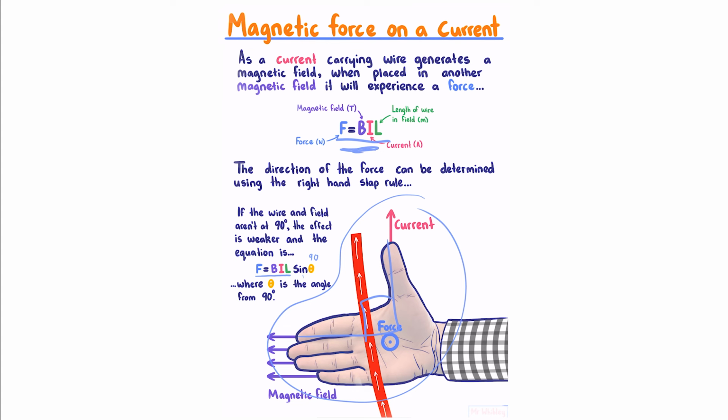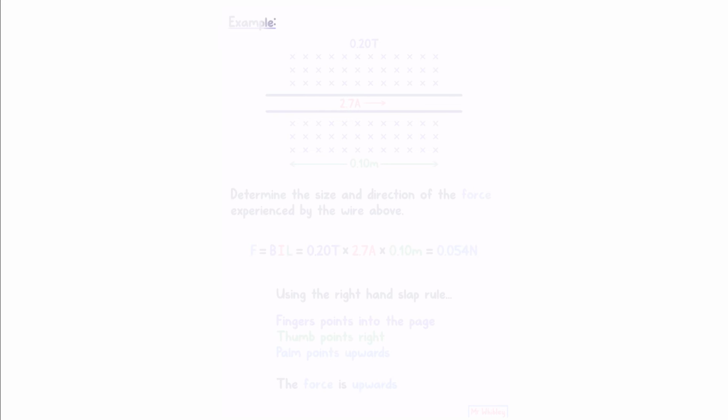However, if the angle between our field and our current was less than 90, for example, perhaps it is 60, then our angle is of course 60, and our sine is going to be smaller, which means that our resulting force is going to be smaller. Let's use this in an example.